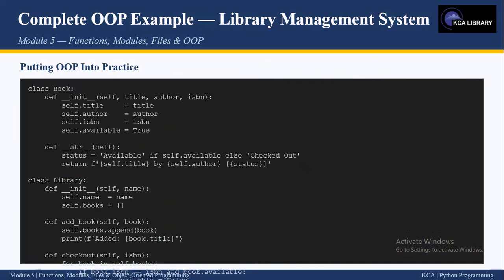The slides bring together all OOP concepts through a practical example, a simple library management system. We define two classes, Book and Library. The Book class stores the title, author, ISBN, and availability status. The __str__ method controls how the object is displayed when printed. The Library class holds a collection of books and provides methods to add and check out books. So this is the example that demonstrates that. That is putting OOP into practice.